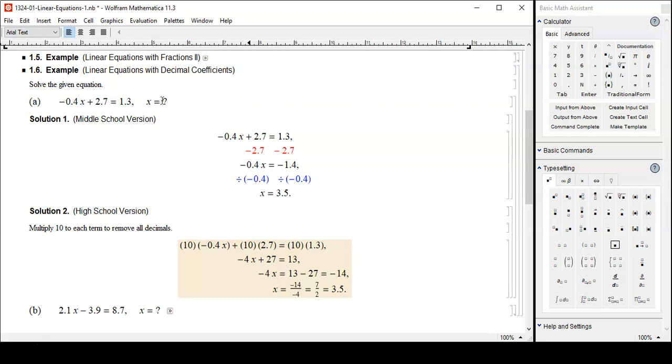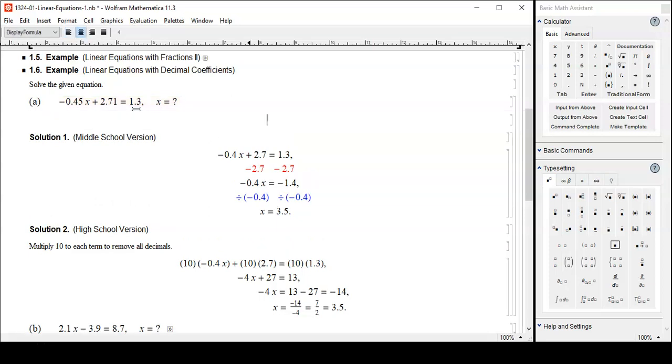Here, I have only first decimals, so I just multiply it by 10. But if you have something else, like this, then you can change all those by multiplying by 100. Negative 45x plus 271 equals to not 13 but 130, because I multiply by 100, and then you can go from there.